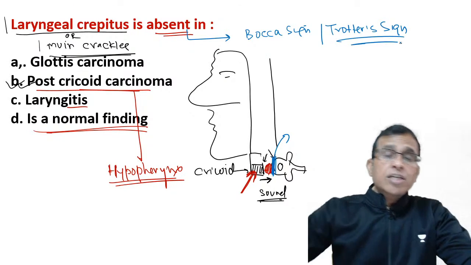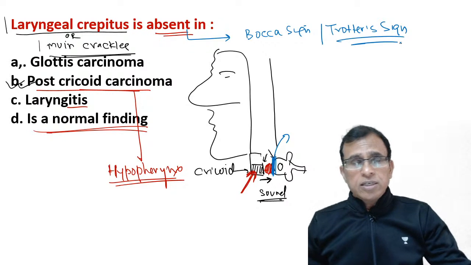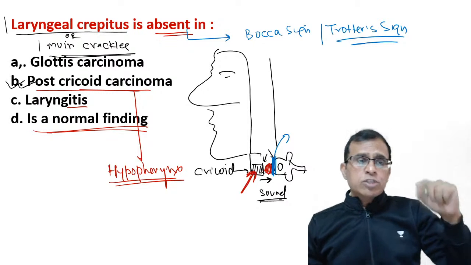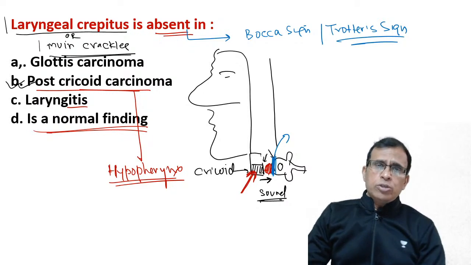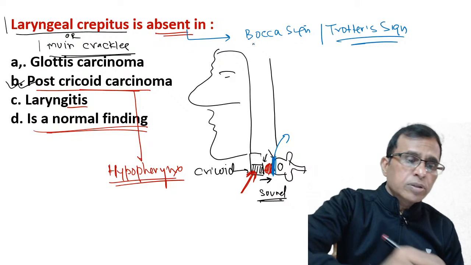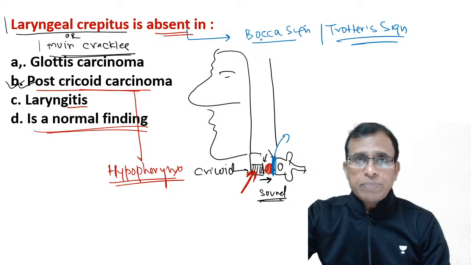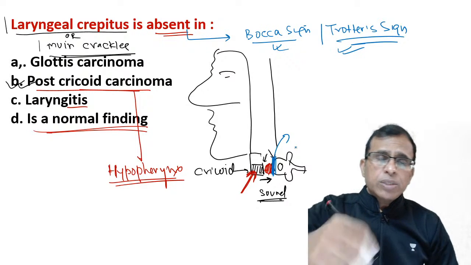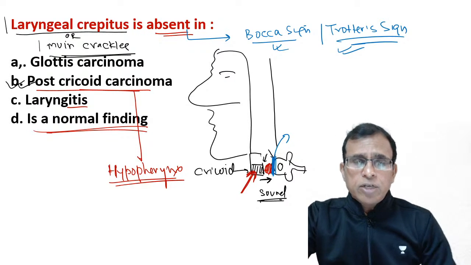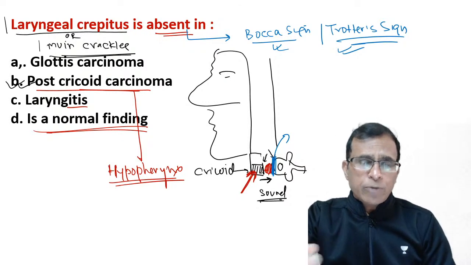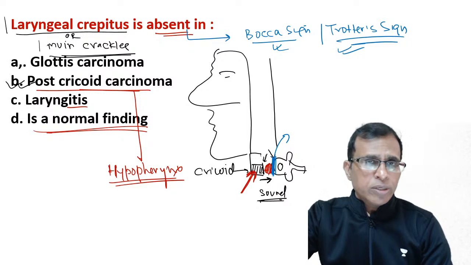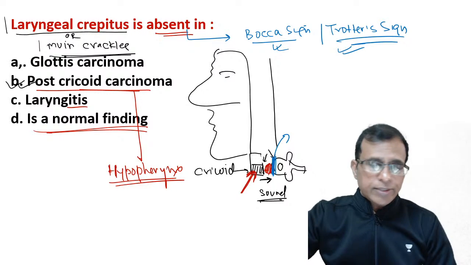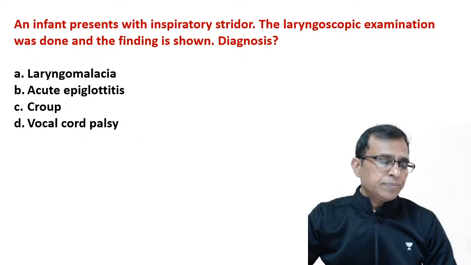Don't confuse it with Trotter's triad. Trotter's triad is for nasopharyngeal carcinoma. We know that, but this Trotter's sign is not a commonly used term. Boca sign is important. It's absence of the laryngeal crepitus. So when you have this sign, that means there is something between the larynx and the vertebra. It could be post-cricoid carcinoma, it could be hypopharyngeal carcinoma, it could be an abscess here, it could be a foreign body, anything. Right. Next one.